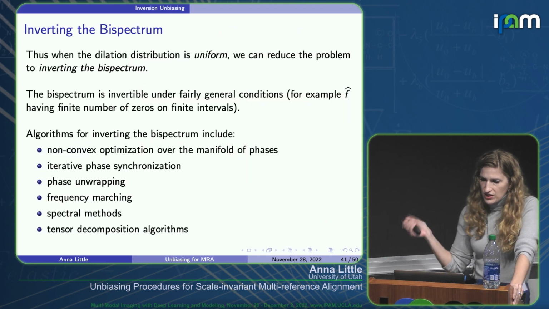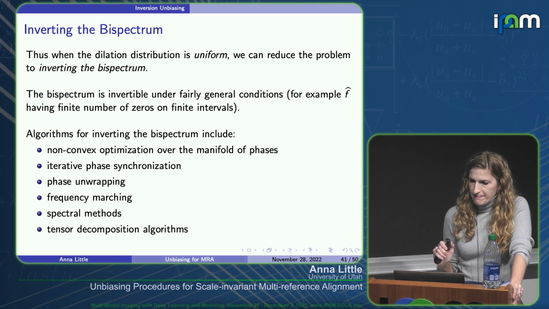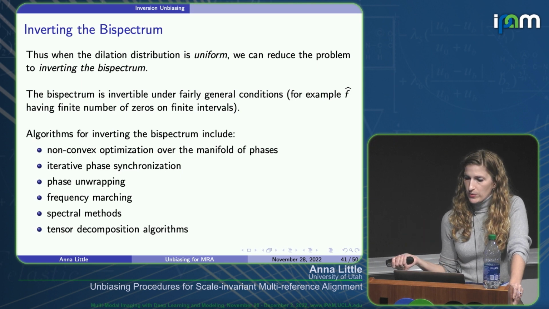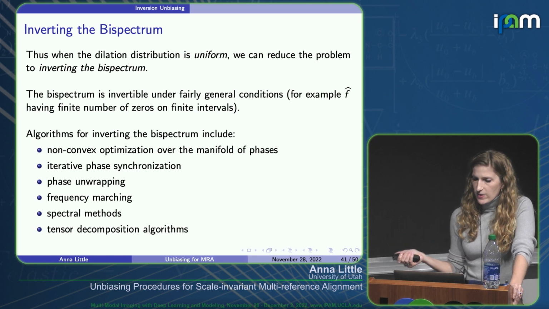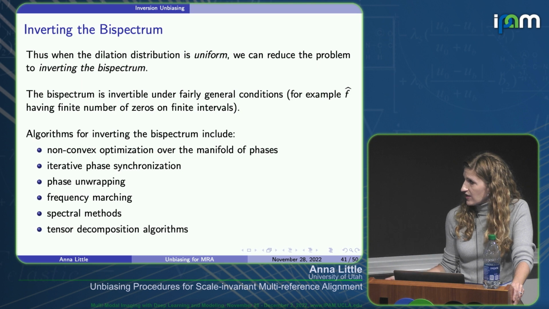Okay, and just a small comment on inverting the bispectrum. We've essentially shown we can reduce the problem to inverting the bispectrum, and the bispectrum is invertible under fairly general conditions. There are various methods for this. Here's a list of some of the different algorithms that you can use.